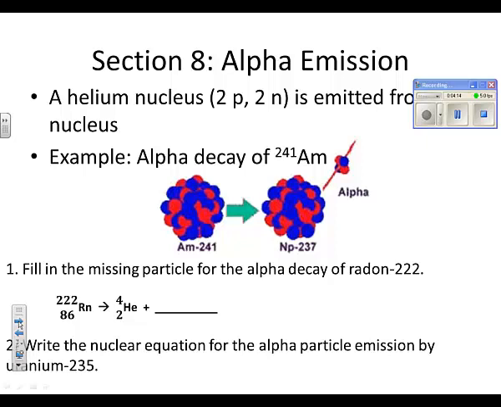So let's go through some of our emissions. The first one is alpha emission. Remember, alpha is a helium nucleus that is going to come off of some atoms. So you see the picture here. It starts with americium-241, ends up with neptunium-237. And here's our alpha particle that's actually going away. It's alpha emission, alpha decay. So let's figure out how this works. I'm going to change the yield sign to an equal sign. So 222 equals 4 plus something.